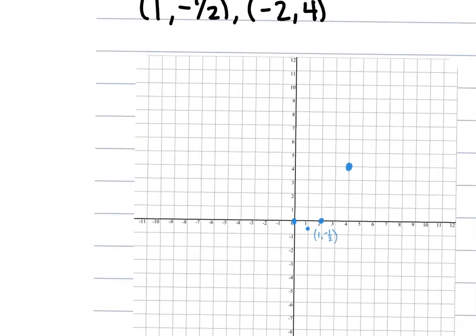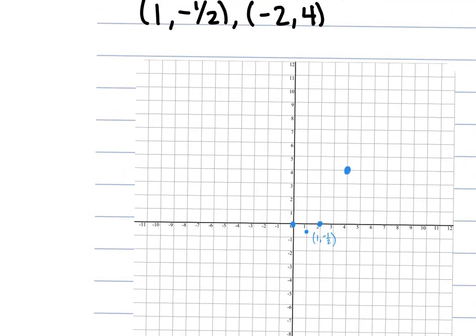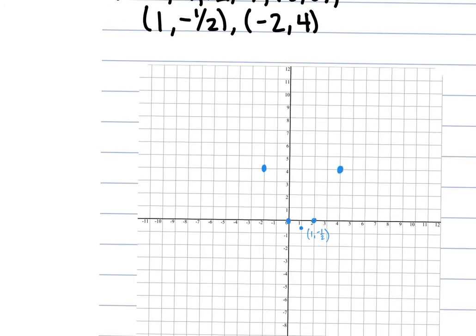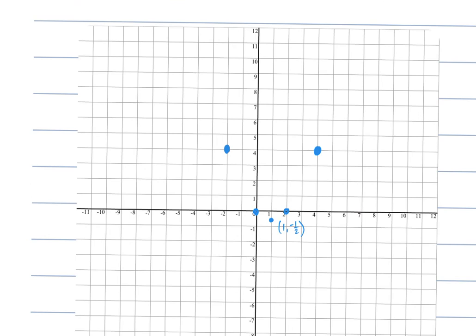All right, and then our last one is negative 2 comma 4. Okay, so that was step number 1. We plotted all of our points. From your steps that you just wrote down, what was step number 2? Connect them, okay? So let's go ahead and connect these. And what is it going to look like? A parabola. So we say this function is quadratic.